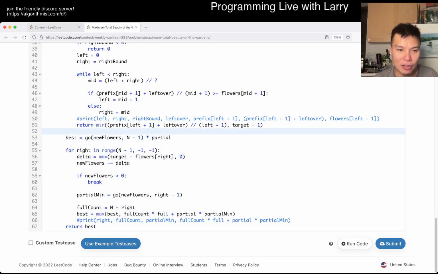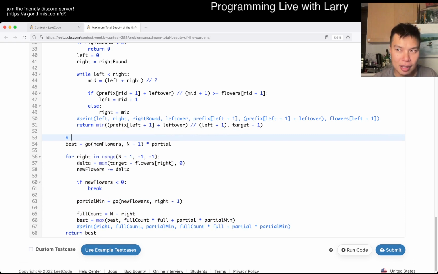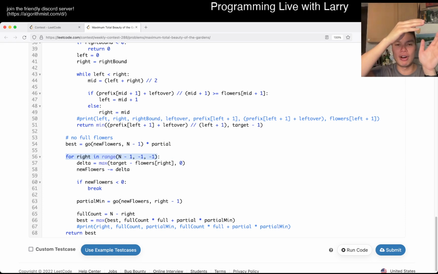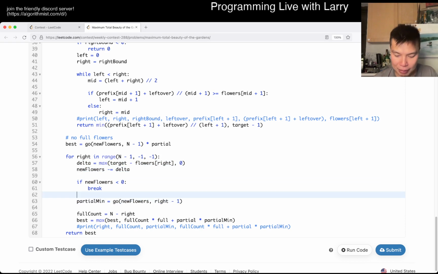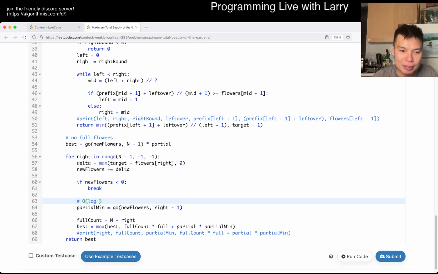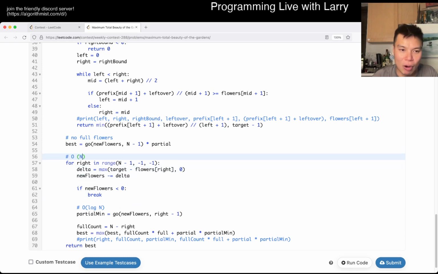This is me saying, okay, no full flowers. So this is the cost of what happens if there's no full flowers. We do the binary search to see what the height of that is, and then we times the partial cost. Otherwise, we do a brute force going from right to left, going, okay, this one's full. What is the cost? What is the partial min on the left side? And that's basically the thing that I have. I remove the flowers by making this one full, and if there's no more, or if the flowers are negative, we break. Otherwise, we calculate the partial min here, and this is going to be O of log n, as we said. And since this is O of n, this is going to be O of n log n.